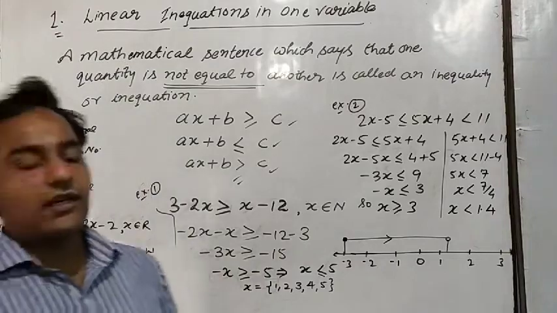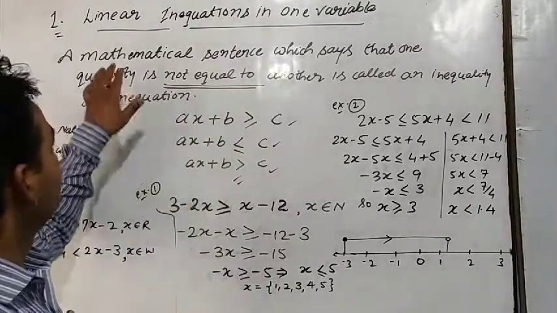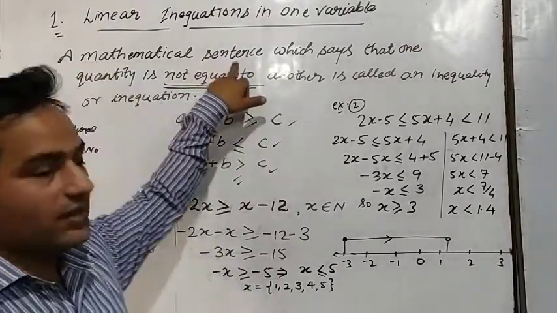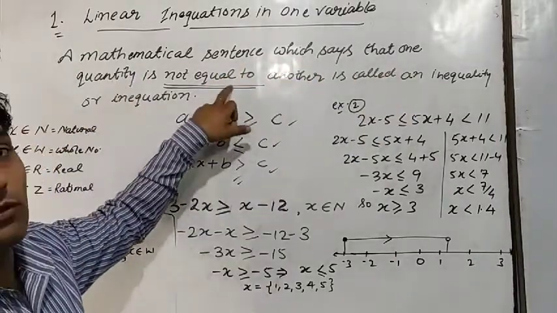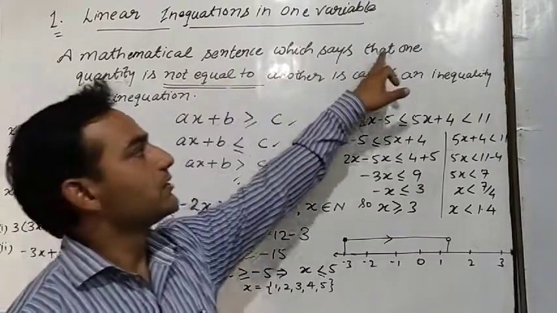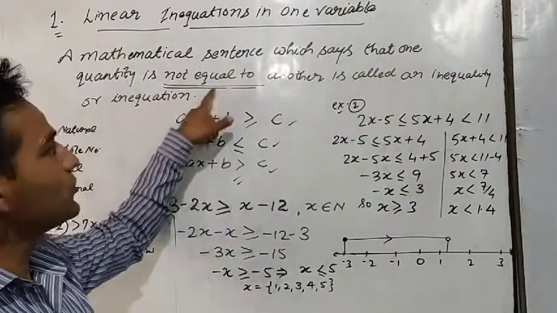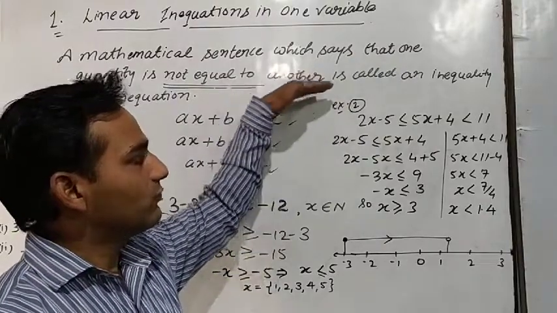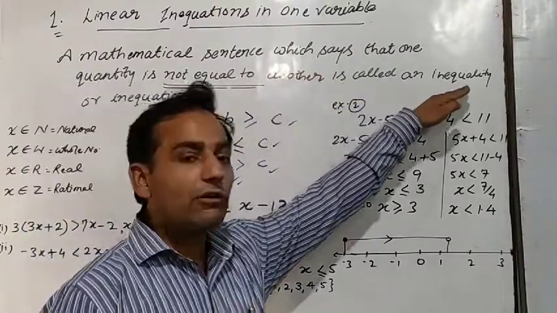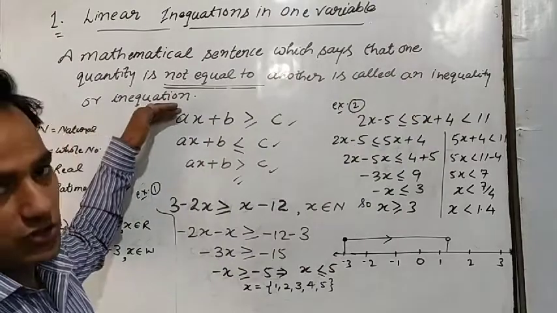So what is linear inequation? Linear inequation is a mathematical sentence which says that one quantity is not equal to another, and that kind of equation is called an inequality or an inequation.